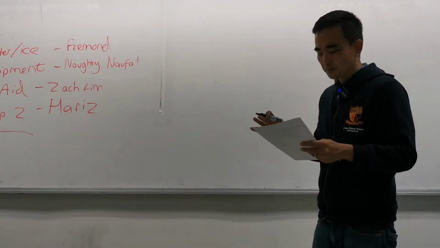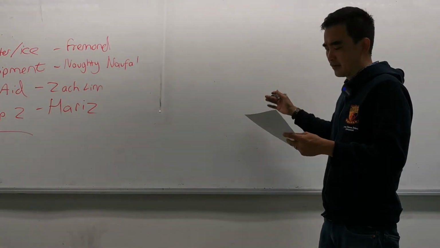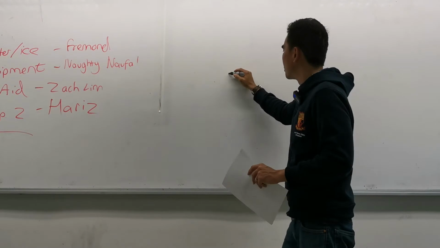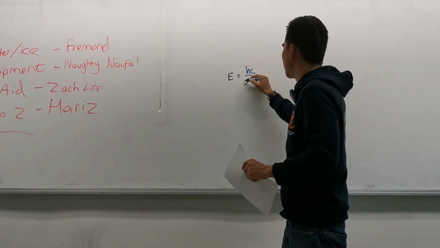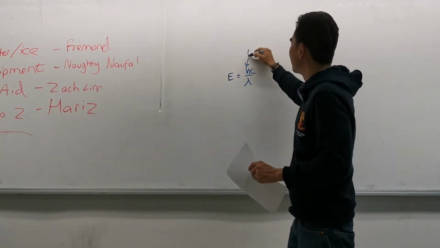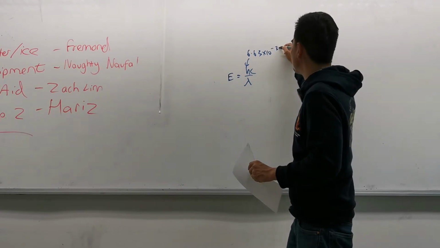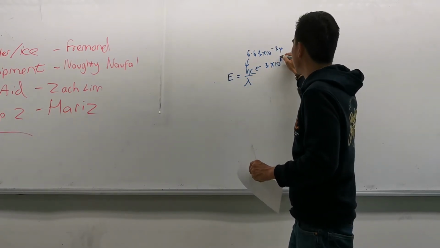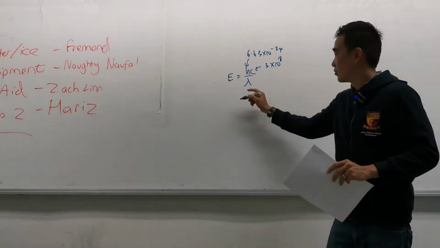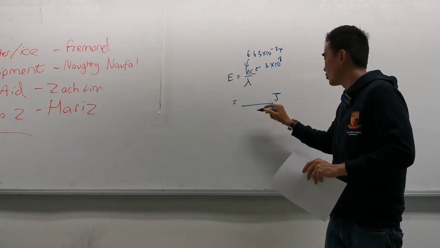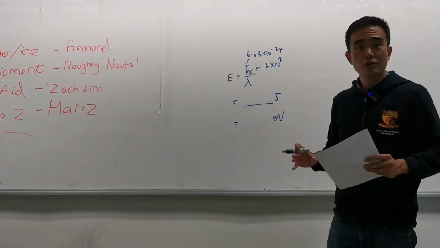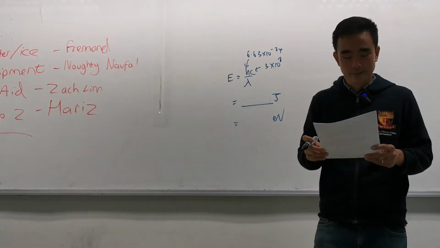For 1A, you're supposed to prove that the energy of this wavelength is 1.89 eV. So you use the equation E equals hc upon lambda. This is the Planck constant, 6.63 times 10 to the power minus 34. This is the speed of light, and this is the wavelength in meters. You'll get this answer in joules. You have to convert it to eV. If you do it correctly, you should find that it's 1.89.